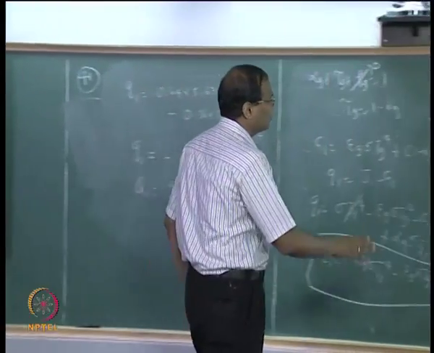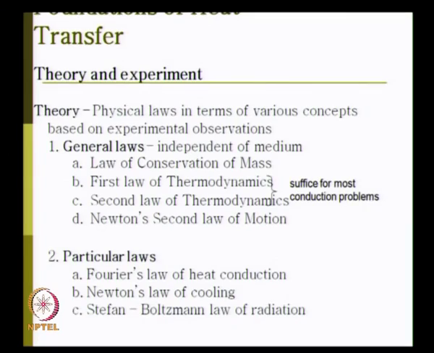Okay. So if you combine these particular laws with the general laws, you get new subjects. If you combine these laws with this, you get conduction heat transfer. If you combine this with this, you will get convective heat transfer. If you combine this with this, and you have the equation of transfer, you have radiative heat transfer. So basically, these are what are called the constitutive equations, or the constitutive relations, insofar as the subject of heat transfer is concerned.